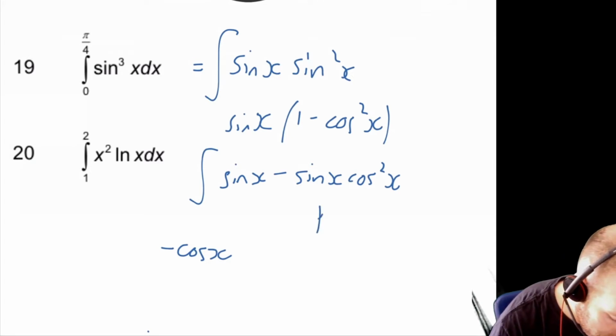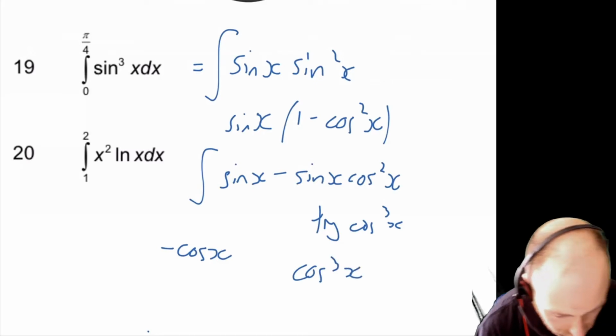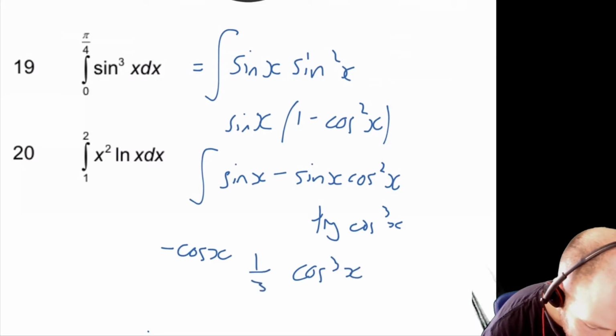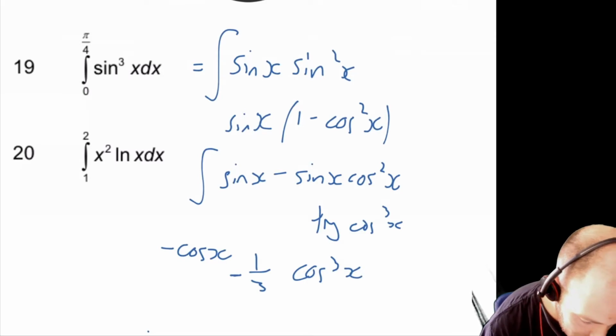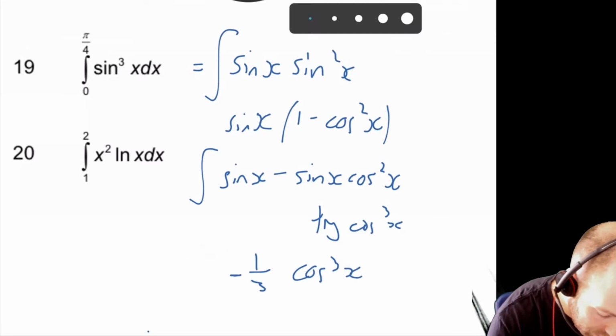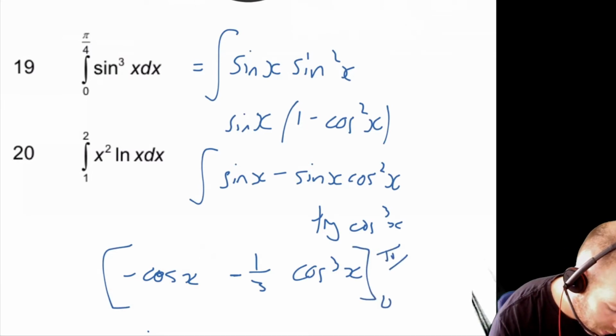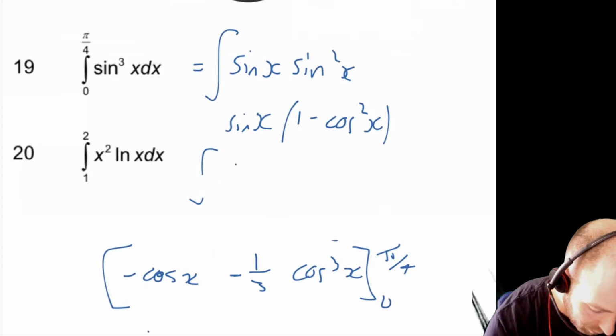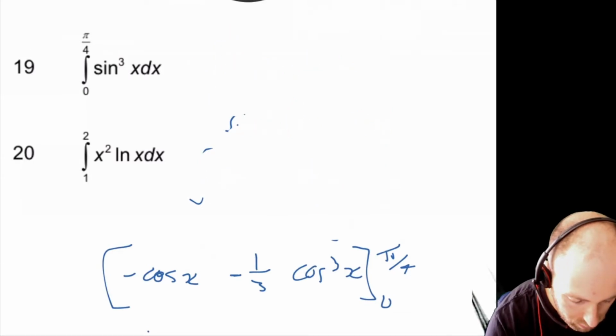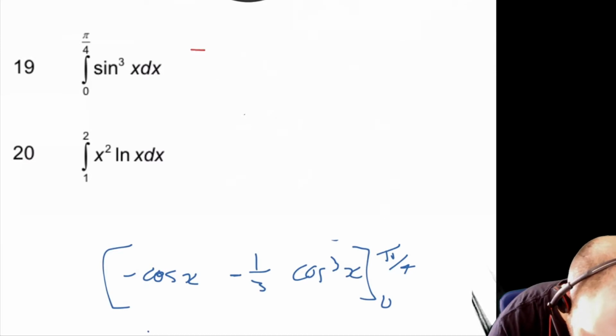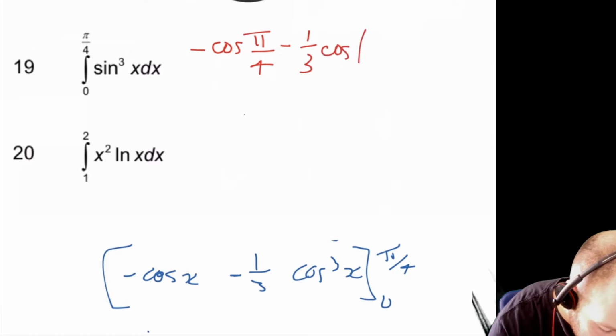And for this one, we're going to try cos cubed. We're going to need to divide it by 3. And cos integrates to positive sine, so we also need a minus in there as well. So our answer gives us minus cos x minus a third cos cubed x. We need to put in 0 and pi by 4. So putting pi by 4 in, we get minus cos pi by 4 minus a third cos cubed pi by 4. Remember, cubed means cube the whole thing.